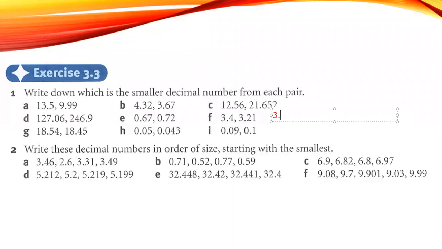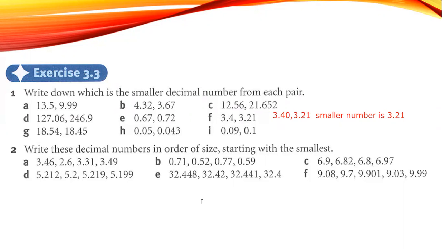So this one is 3.4. It looks like 4, but actually it's 3.40, and the other number is 3.21. So according to this, the smaller number is 3.21. So I hope you understand. Same like that you're solving here.